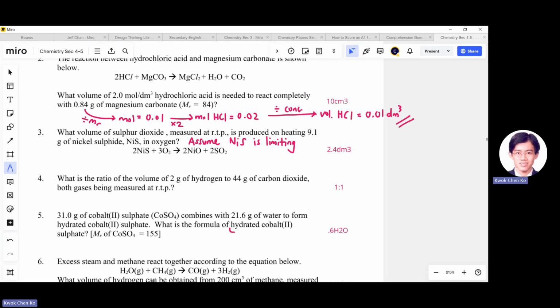For question 6, make sure you understand what is meant by hydrated cobalt sulfate. It means that the formula will look like this: cobalt sulfate with a full stop and bonded with a certain number of water. So the unknown is how many water molecules there are. That is the number you need to figure out. Okay, that's the meaning of hydrated salt.